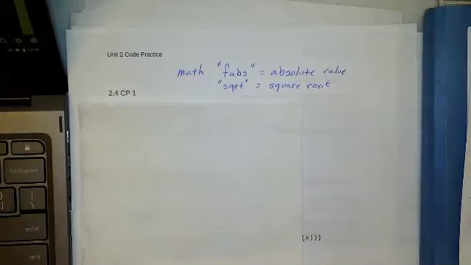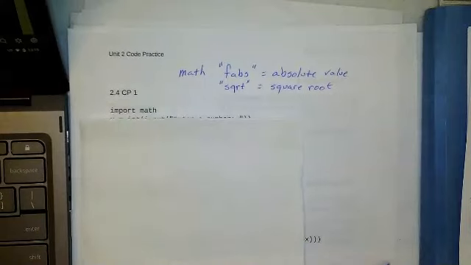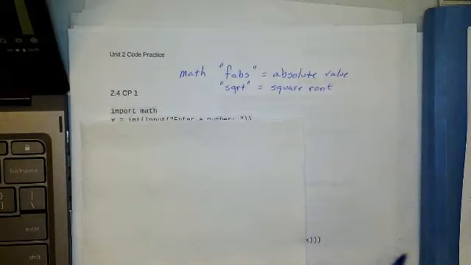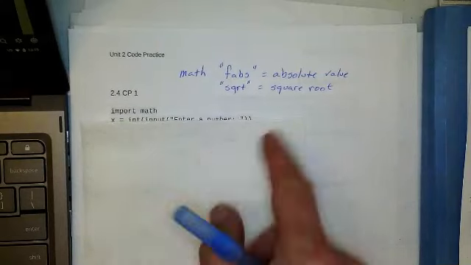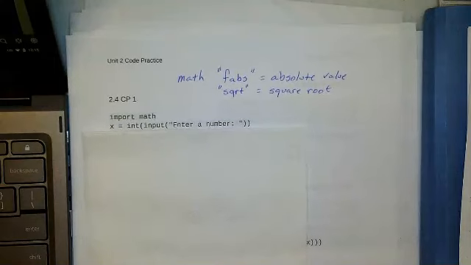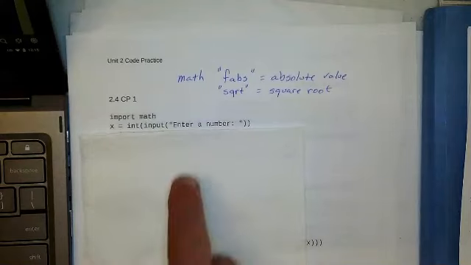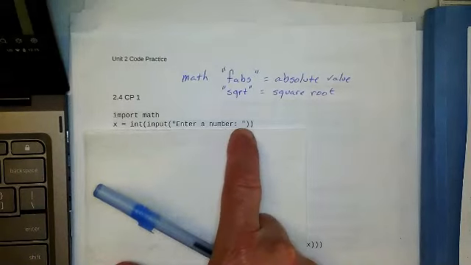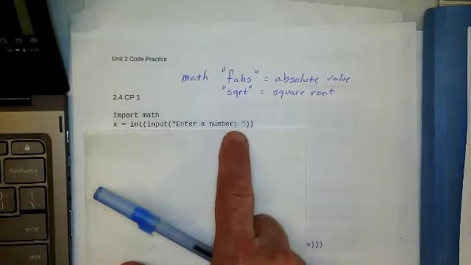So first thing we need is an input statement. Here we go. First thing we're going to do is import math, because we're going to call these two from that library. So x equals an integer, because we don't want decimals right now. We could make this float, but right now we're just going to use integers. To input, enter a number, colon, space. Remember to put the colon in this space.